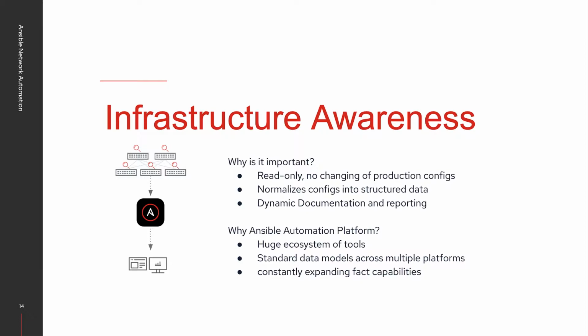Why do we think Ansible Automation Platform is great for this use case? We have standard data models. That means that it's as easy to automate Cisco as it is Arista, as it is Juniper. And even with Cisco, we have multiple different platforms we support. We're constantly expanding fact capabilities. So every time we have a new module come out, that means more facts, more structured data, less work. You don't need to write some sort of complicated regex filter to figure out how it works.